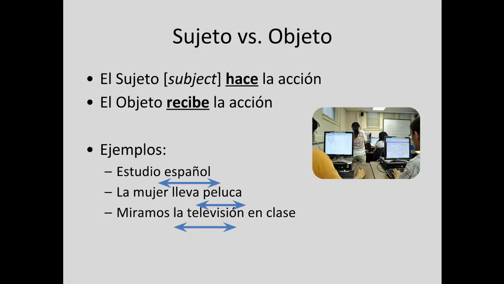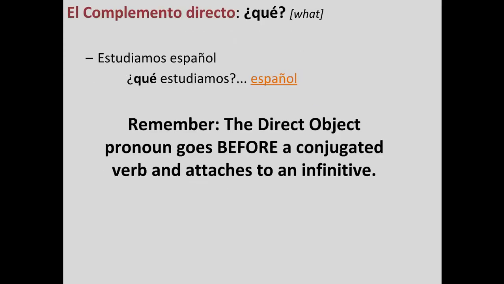In this presentation, we're going to talk about pronouns that can ultimately replace the direct object in a sentence. So, in Spanish, a lot of times we can ask what to figure out what the direct object pronoun is in a sentence. Remember, the direct object pronoun goes before a conjugated verb and it also attaches to the infinitive. So, for example, here is an example. La tiene en su bolso. She has what? It in her bolso. As you can see, the direct object pronoun is coming before the conjugated verb.